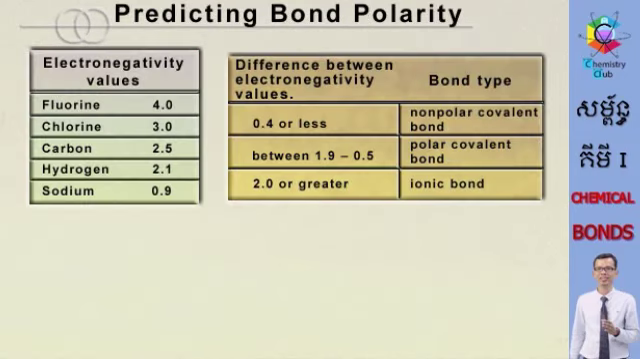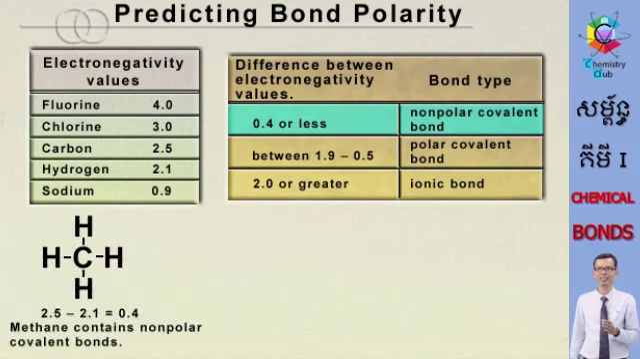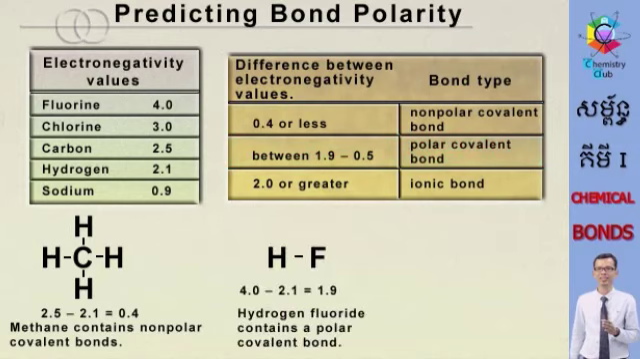This chart will help you predict whether a bond is polar, nonpolar, or ionic. If the electronegativity difference between the two atoms is 0.4 or less, then the bond is a nonpolar covalent bond. Methane forms nonpolar bonds. If the difference is between 0.5 and 1.9 inclusive, the bond is a polar covalent bond, as is illustrated by hydrogen fluoride.